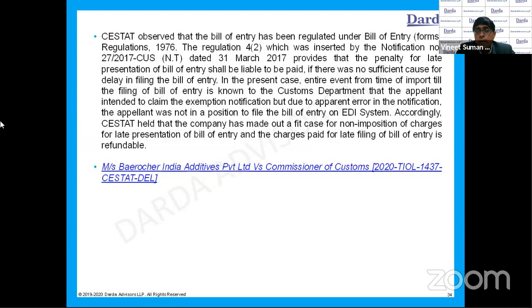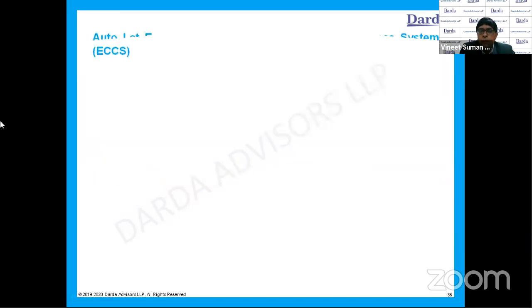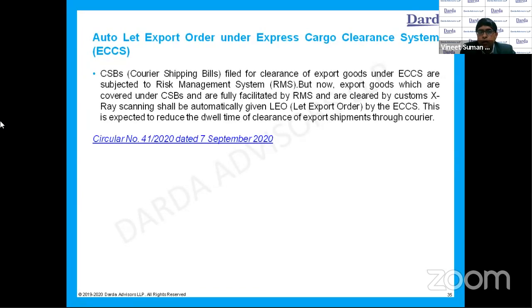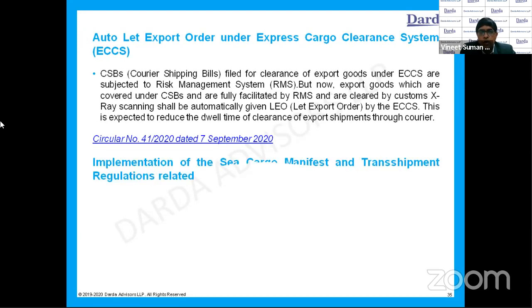And the same can apply in any legislation. If I am not at fault, and under force I paid a penalty, it's my right to get back this penalty along with interest from the department. It's a good relief given for the courier shipping bill. You can have it from the RMS system, cleared by X-ray and even LO. I will not go into that.